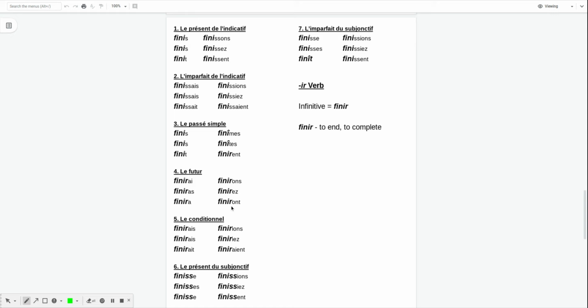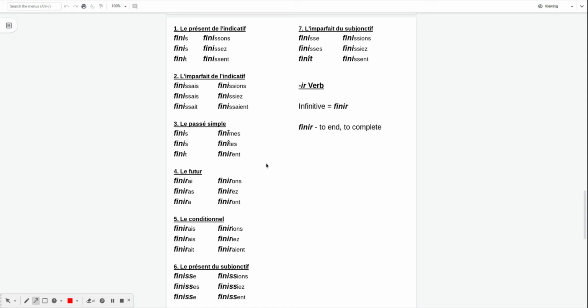Just like with an ER verb, these endings here in the third person plural are ENT with the exception of le futur. This tense uses ONT. And another thing I like to think of is that, just like with the ER verb, this IR verb also uses the full infinitive here in le passé simple before it transitions to using the full infinitive for le futur and le conditionnel.